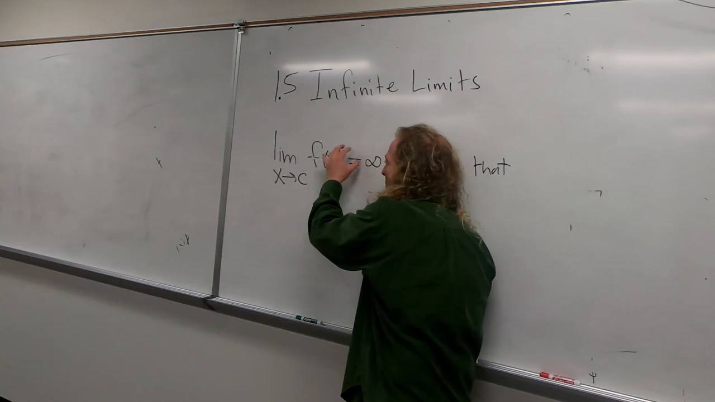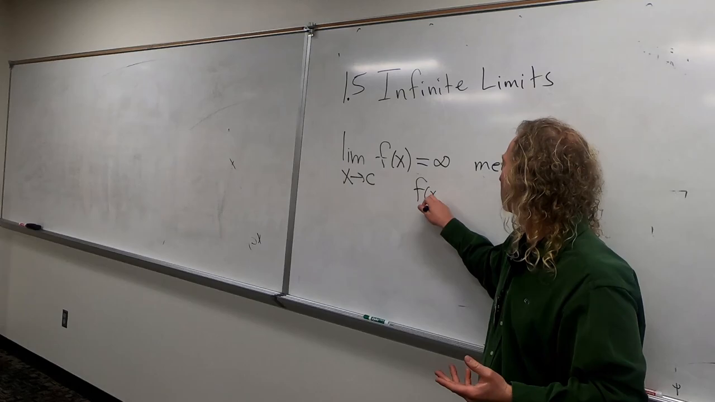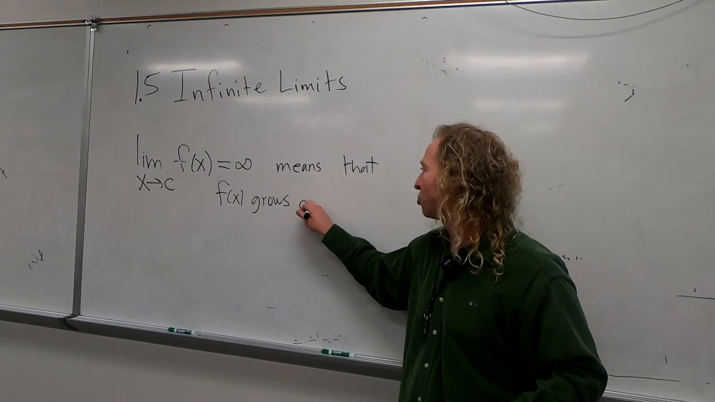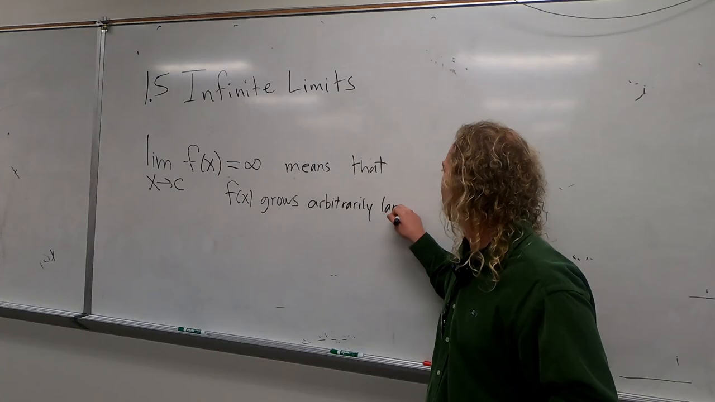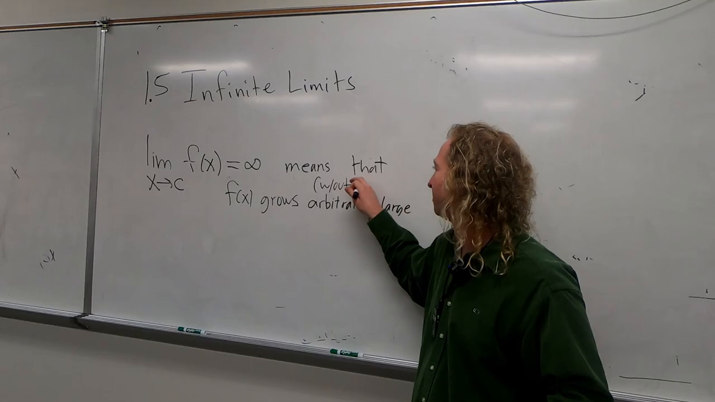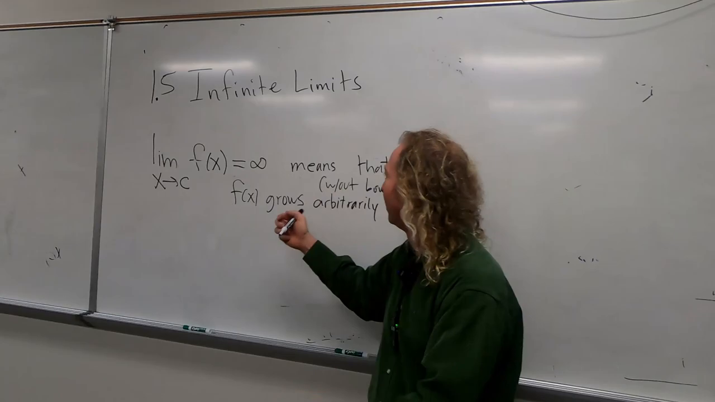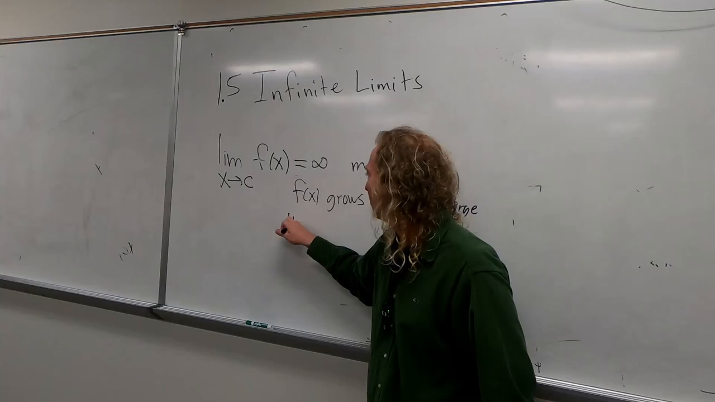It means that f of x grows, and the term we tend to use is arbitrarily large. That means it gets big. How big? As big as you want. So grows arbitrarily large, or you can say grows without bound, or you can also say it just gets big. In my mind, I think big. Big is an easier word to say in your mind. It's one syllable. It means that f of x gets big when x gets close to c.